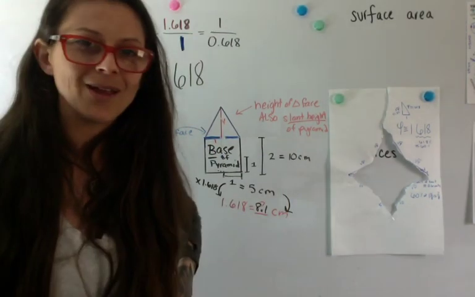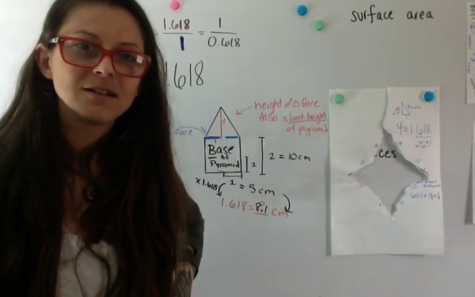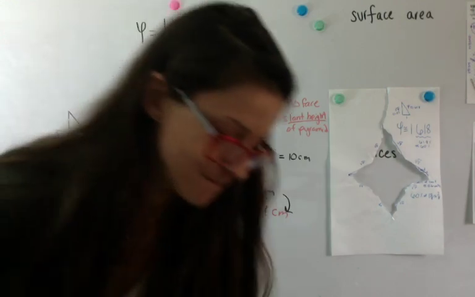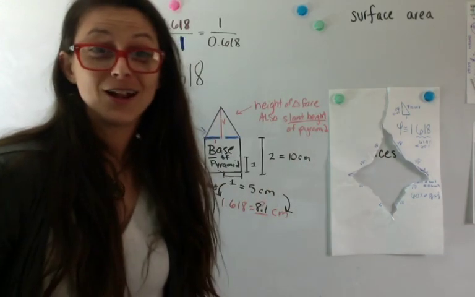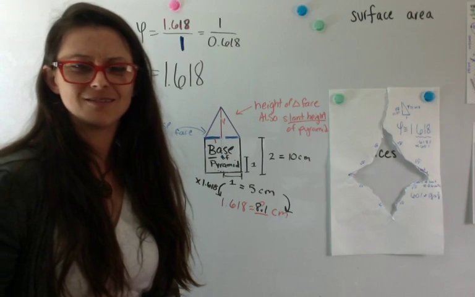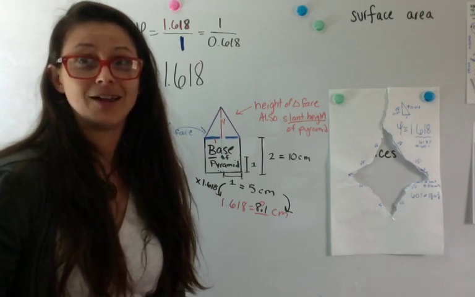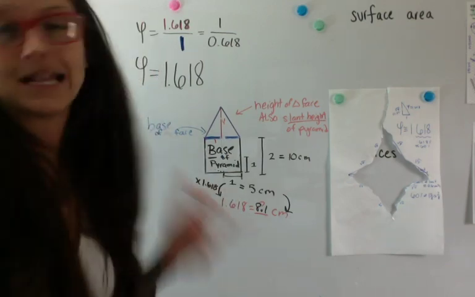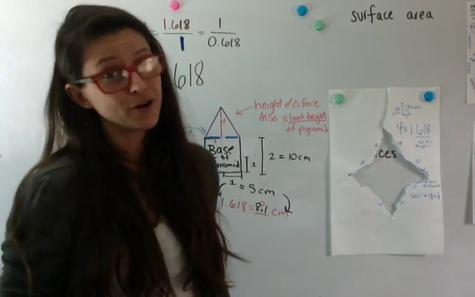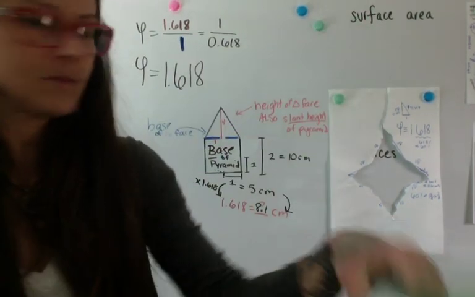So this doesn't seem right. What did I do wrong? Did I do something wrong? You're like, Miss Lynn, I have no idea. That's fine. I didn't do anything wrong, because we have to talk about cross sections, okay?